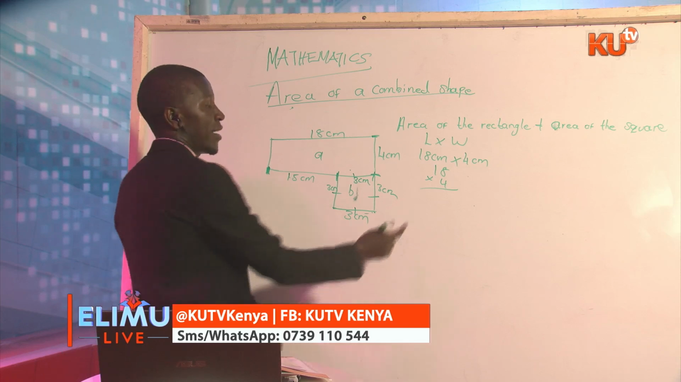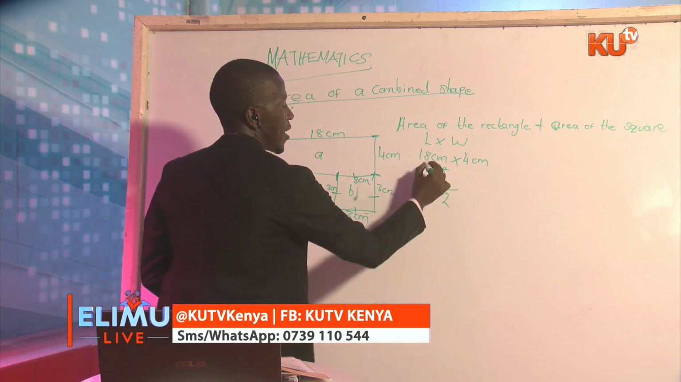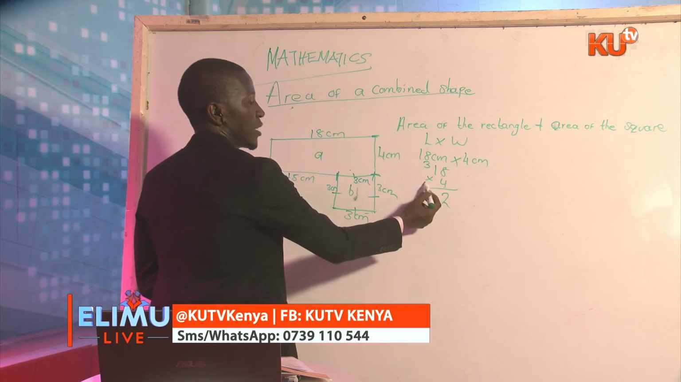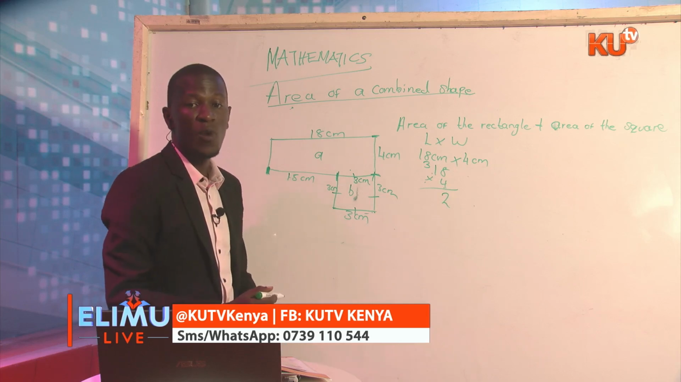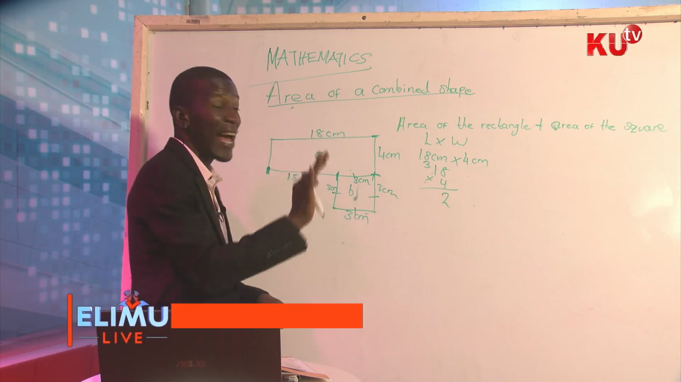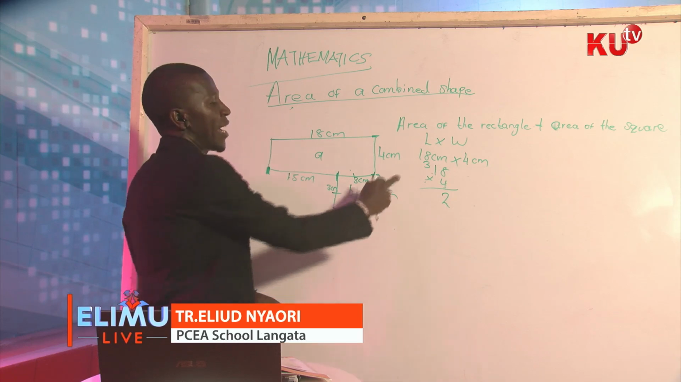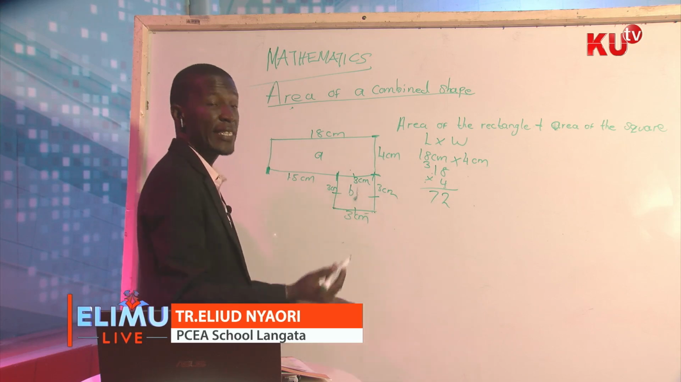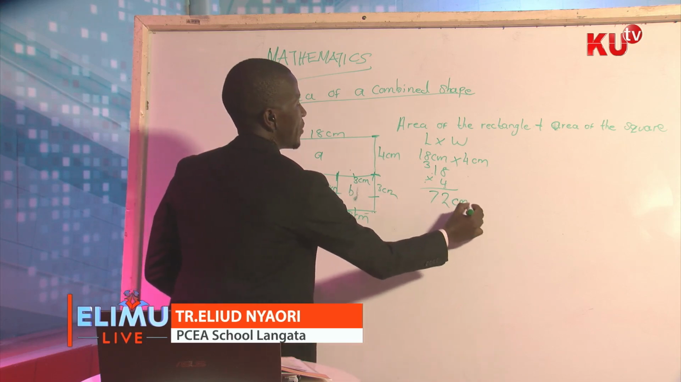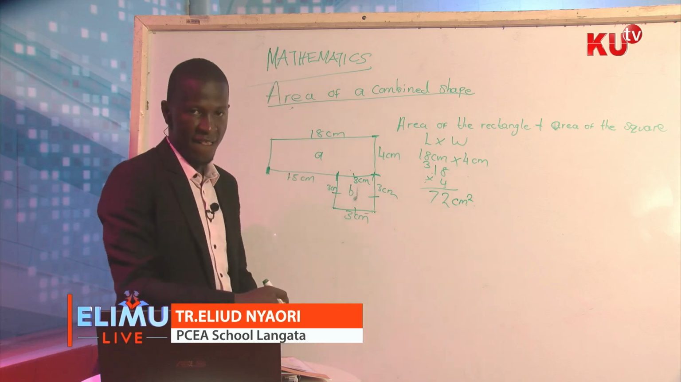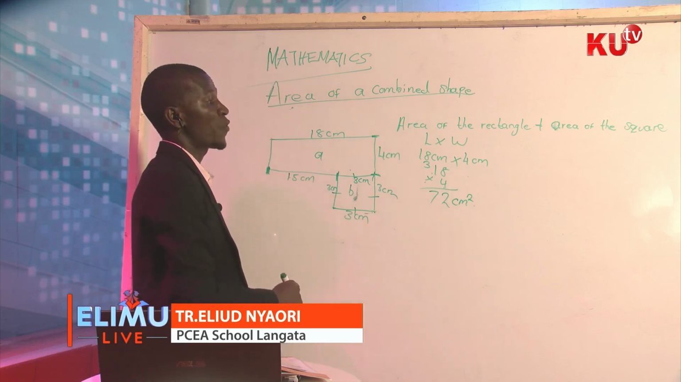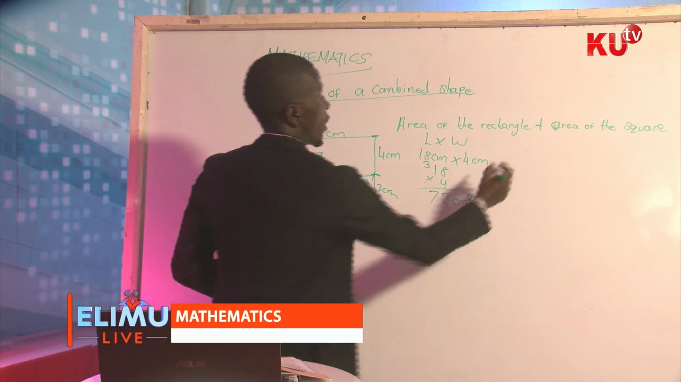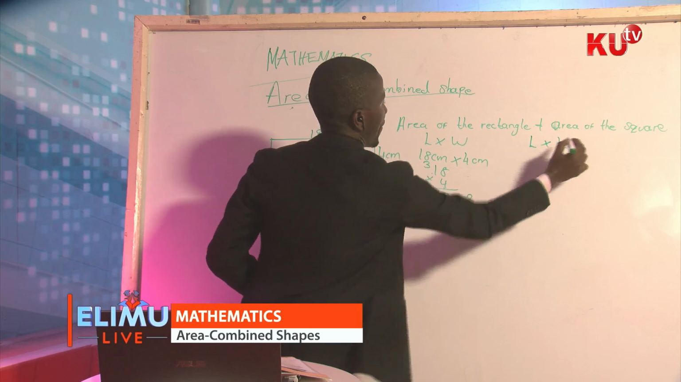So what will I write here? I write 2 carry 3. Then I multiply 4 times 1. 4 times 1 is equal to 4. Then I'll add 3, which I had carried. So 4 plus 3 is 7. So 18 times 4 is 72 centimeters squared. From there, we move to the area of the square. How do you find the area of the square? Area of the square is equal to length times length.